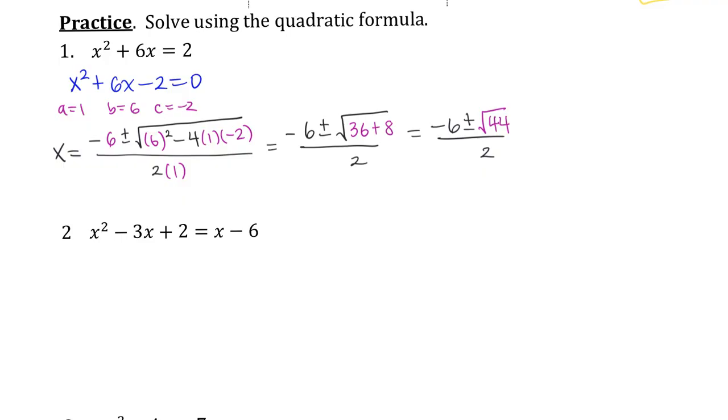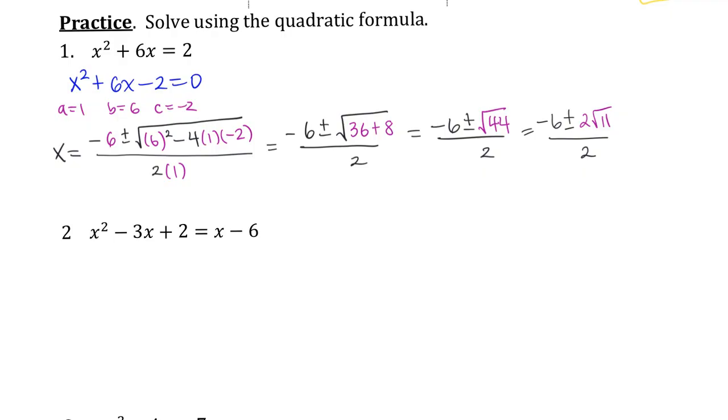Now the square root of 44 is irrational, but I can simplify it. So let's simplify that to 4 times 11, so 2 square root of 11 divided by 2. Okay, now if I can divide this and this, I'm going to. If I couldn't, I would stop.